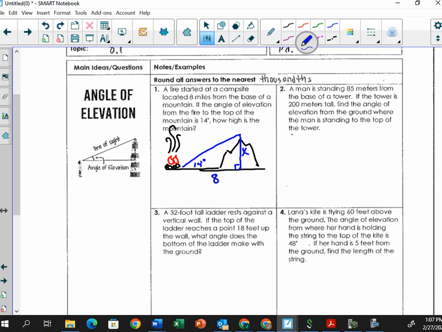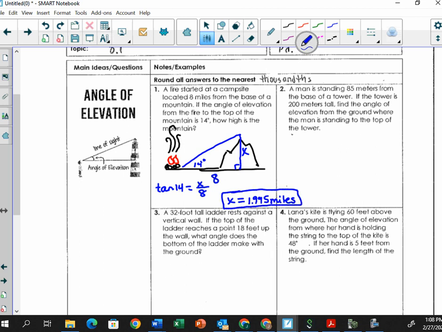Tangent of 14 equals x over 8. Guys, the directions say round all answers to the nearest thousandth. How many decimal places is that? 3. Okay, so what do we get? And I think we were in miles, right? 1.995.